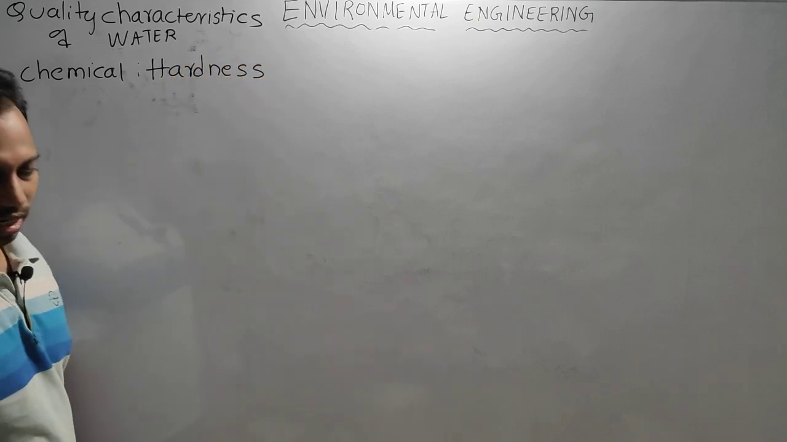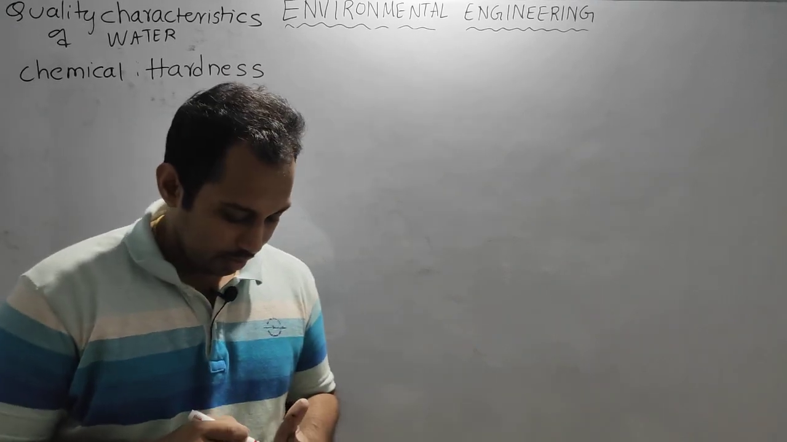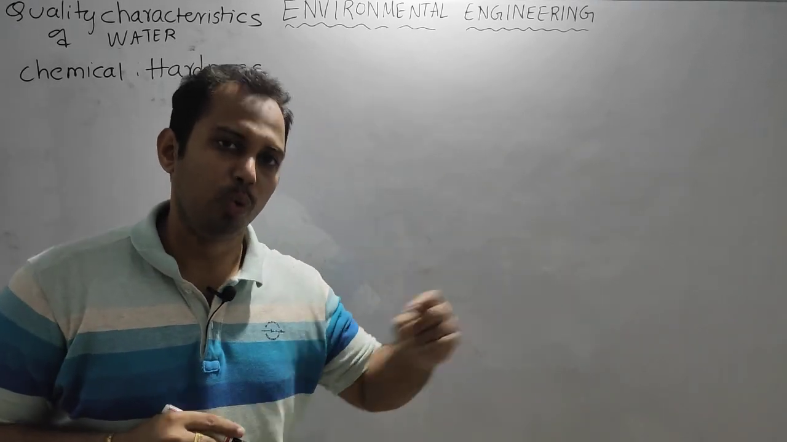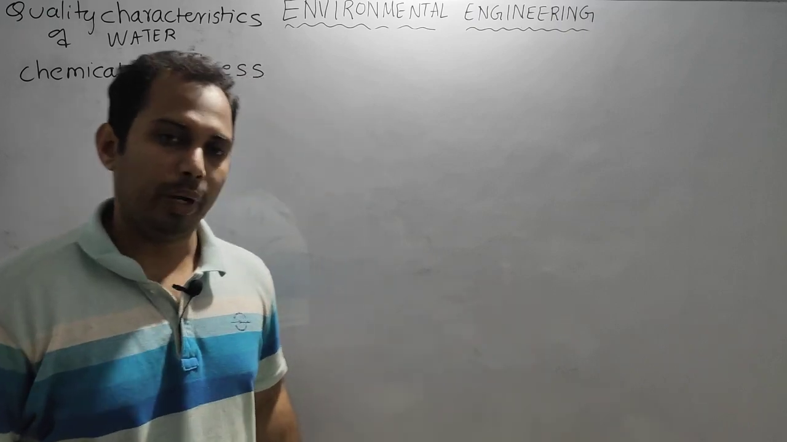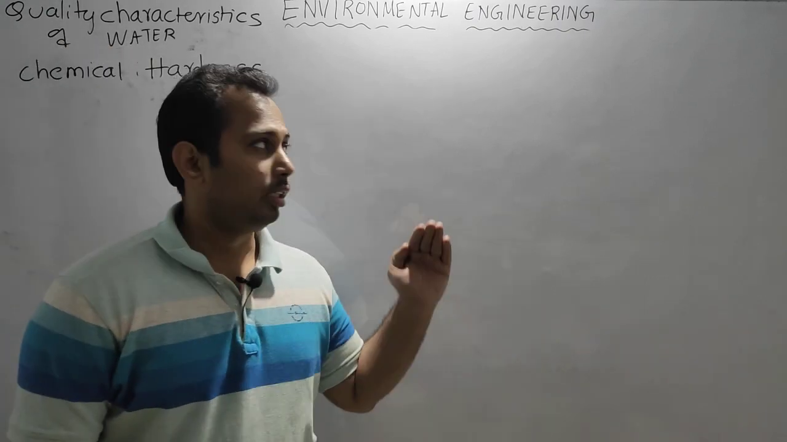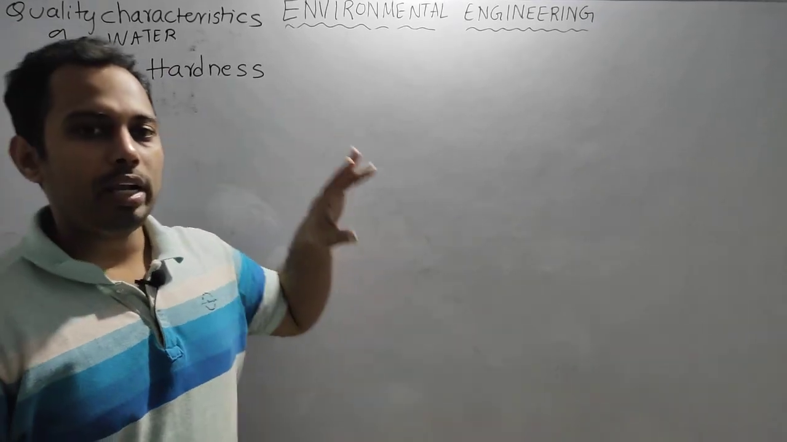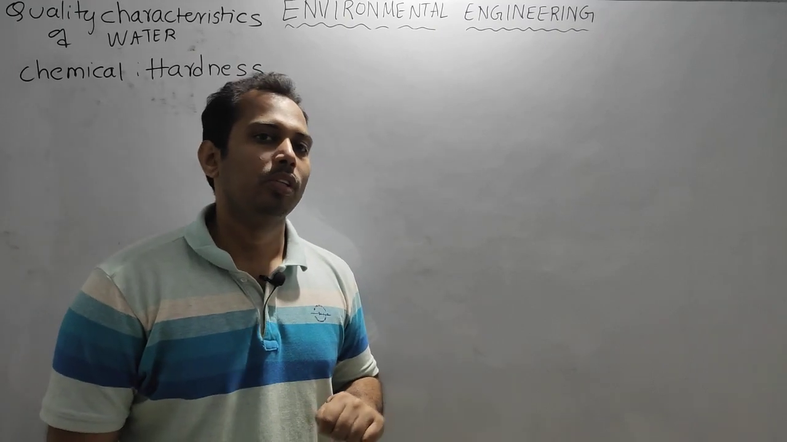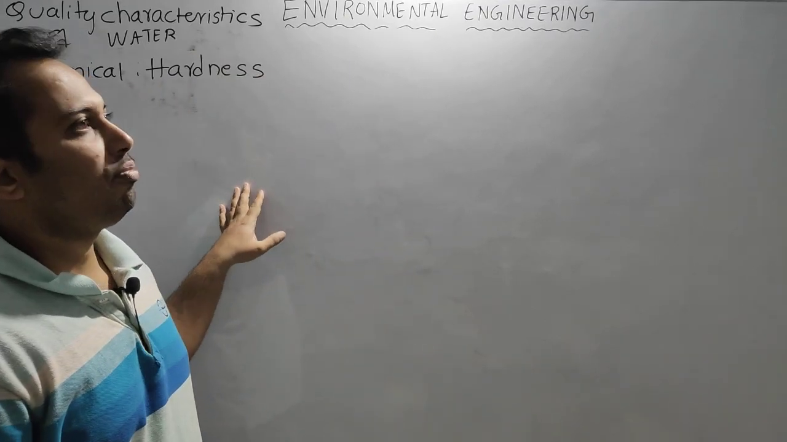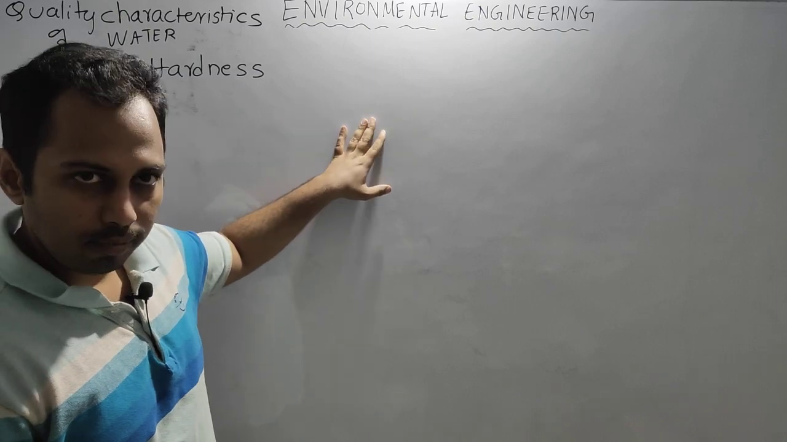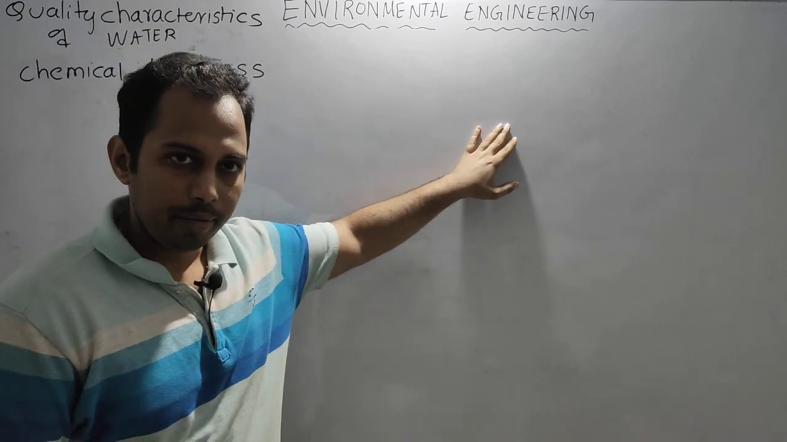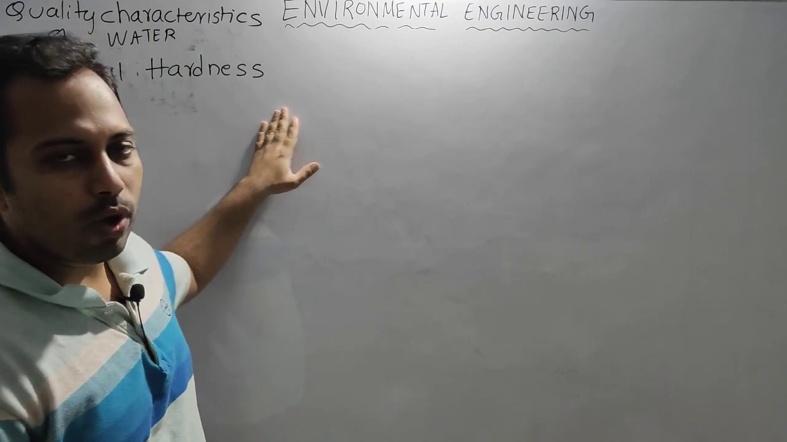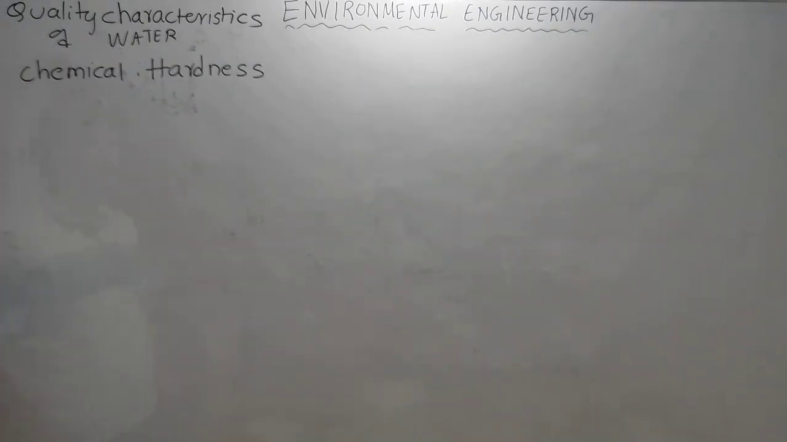What is meant by hardness? Alkalinity is caused by negatively charged ions present in water, whereas hardness is caused by multivalent cations. Multivalent cations generally mean calcium, magnesium, aluminum, iron, and there are many others present in water. Any of the multivalent cations can cause hardness.